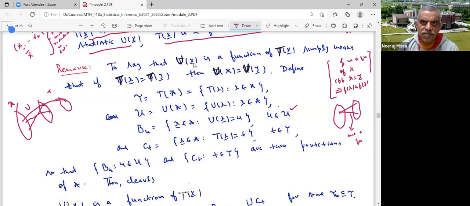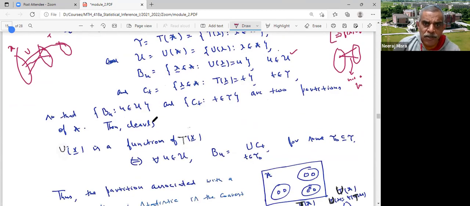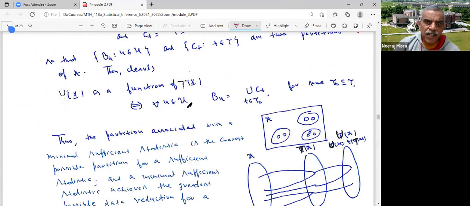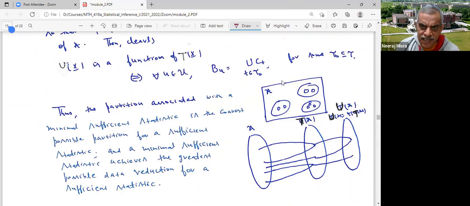Now, this we have seen earlier also, how to determine these partition sets. So B_u, u belonging to script U, and C_t, t belonging to tau, are two partitions of chi. Then clearly U is a function of T. That means for every u belonging to U, B_u is the same as this. Why? Because let us look at this condition. U is a function of T, so that means U depends on T. X to chi is going like this. And since U is a function of T, this point may go to this point, which can also be achieved over here.